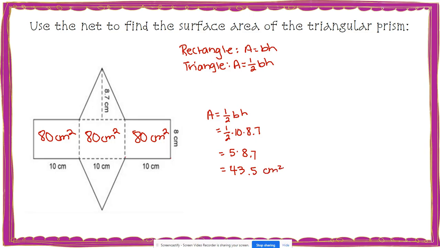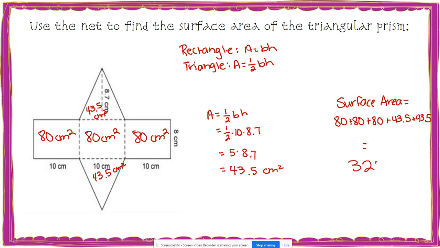43.5 centimeters squared. That means that each of these triangles has an area of 43.5 centimeters squared. To find my total surface area, I'm going to take all of these areas and add them together. So I have 80 plus 80 plus 80 plus 43.5 plus 43.5. If I add all of these together, I get 327. So this triangular prism has a total surface area of 327 centimeters squared.